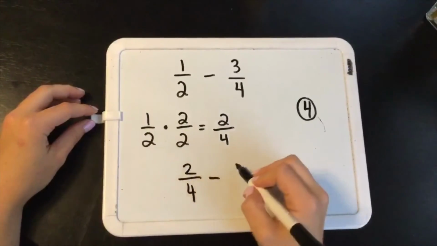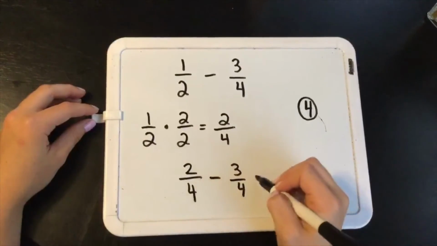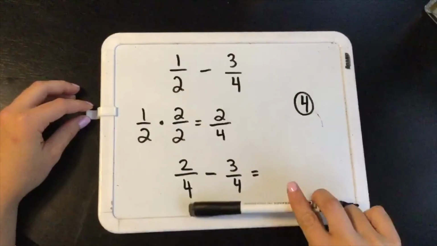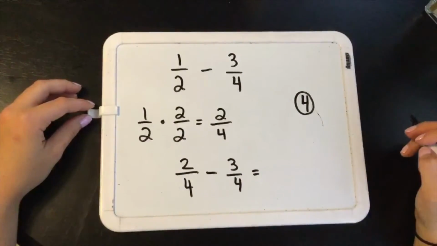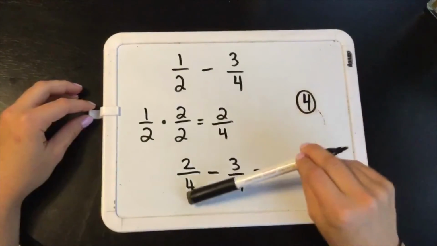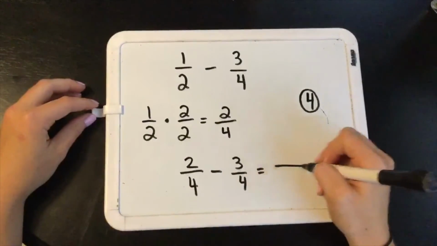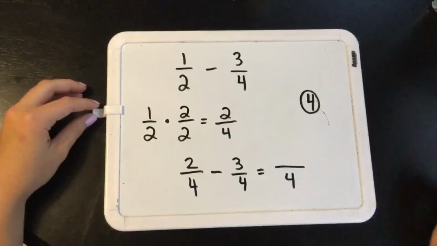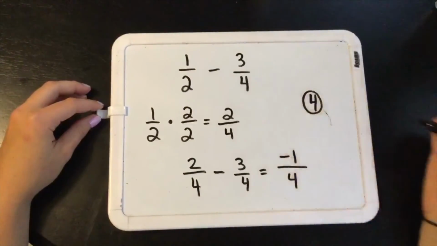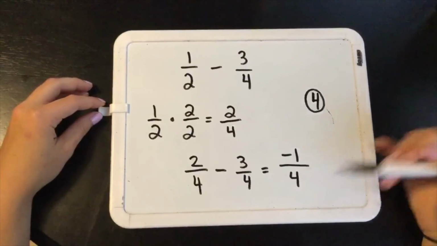2/4 minus 3/4. When you add fractions, you add the tops together and you leave the bottom the same. When you subtract fractions, you subtract the tops and you leave the bottom the same again. So we know we're going to have a 4 in the bottom. What's 2 minus 3? -1. Our answer is -1/4.